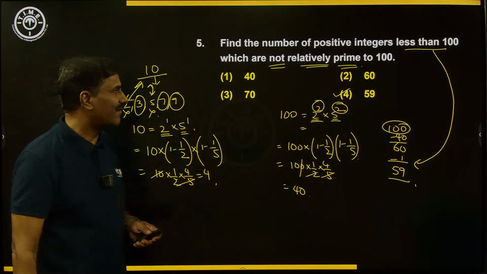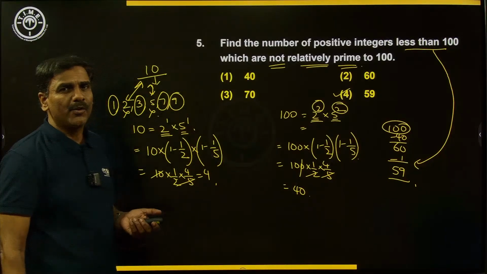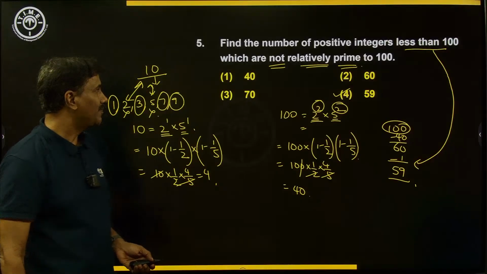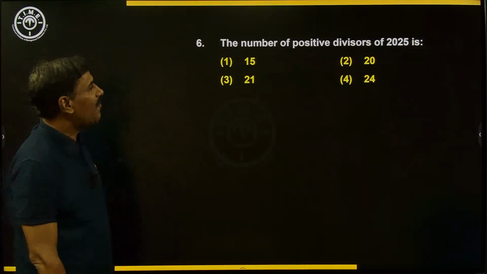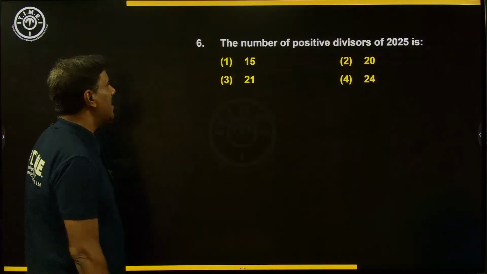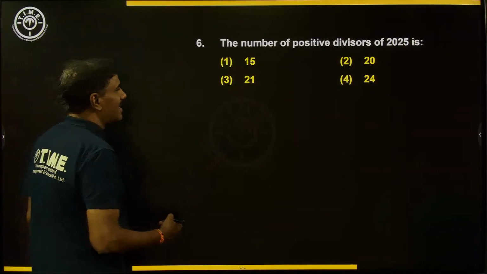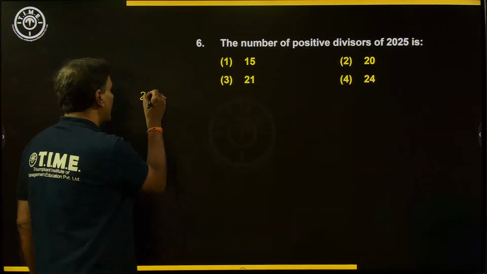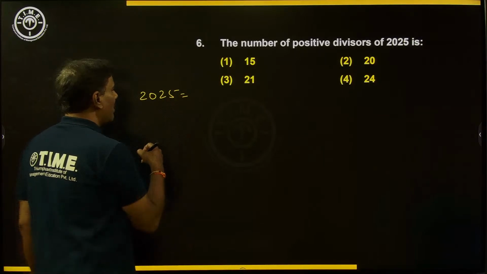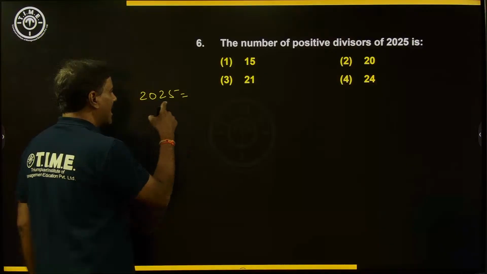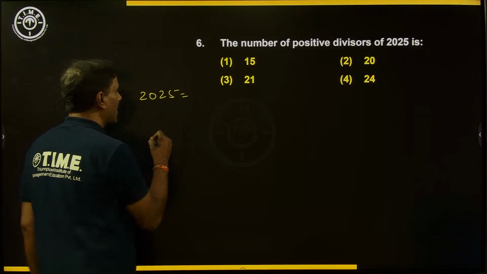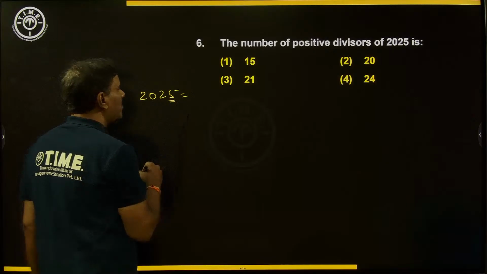In that way we can find the number of co-primes or relative primes to a given number. Let's move on to the next one. The number of positive divisors of 2025. For finding the number of divisors also we have to go for prime factorization. So first we write 2025 as a product of prime factors. It is clearly divisible by 9, because the sum of the digits is 9. Anyway, it ends with 5, so it will be divisible by 5 also.